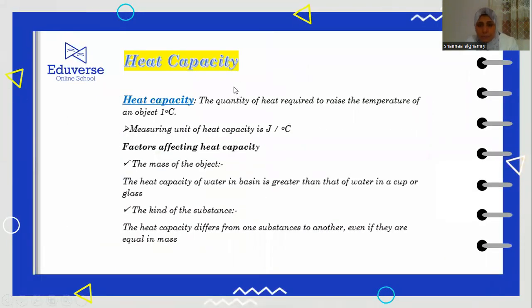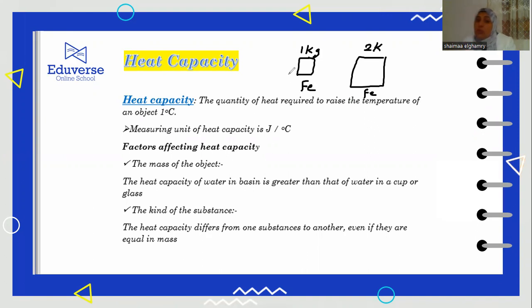Heat capacity. We talked about the specific heat, okay? But if we say that we have a piece of iron of 1 kilogram, and we have also a piece of iron, but 2 kilograms. We want to raise the temperature. Here iron, and also here iron. So we have the same specific heat for both of them. But we have different masses.